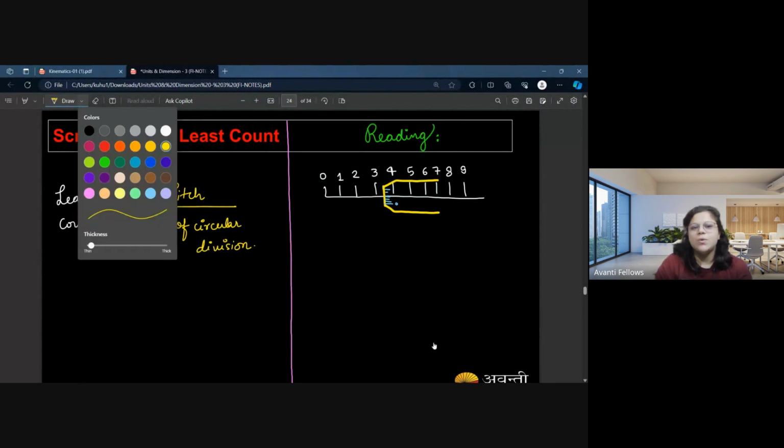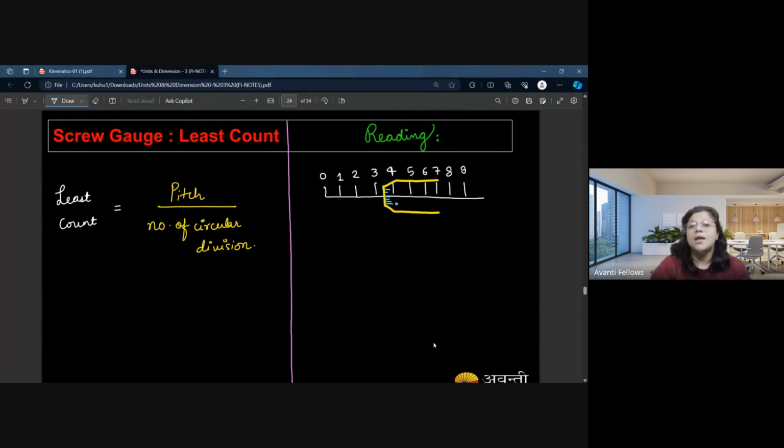See, I told you that pitch is the marking on the main scale, right? So on the basis of that, you can measure 1 centimeter. But I said, okay, now you have 100 divisions on a circular scale. Now you can measure 1/100th from that device. This is the feel of this least count.